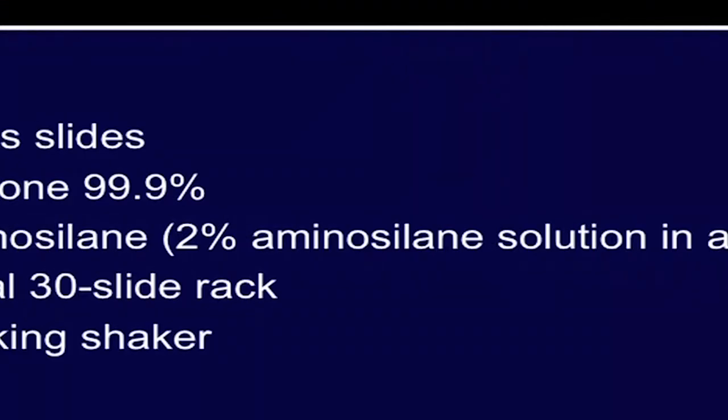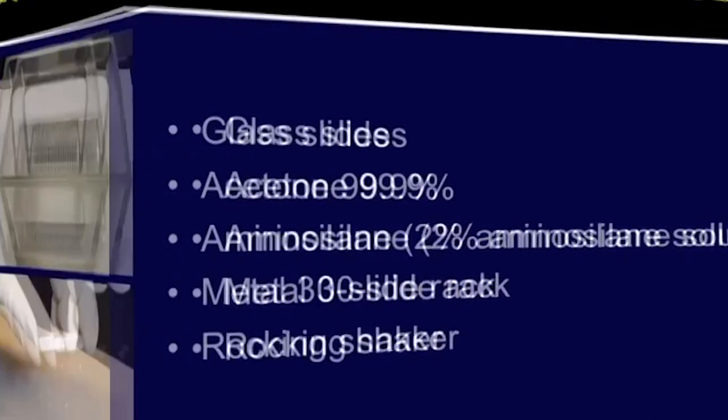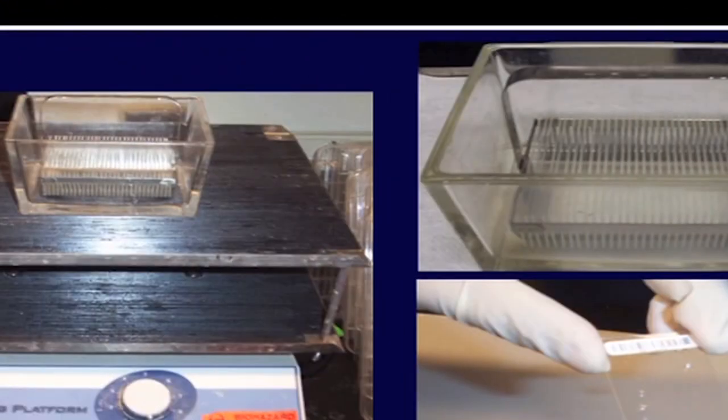For performing amino silane coating, one needs to have glass slides, acetone, amino silane. Using a 2% amino silane solution in acetone works best. Then you need a metal slide rack and you need a rocking shaker. In this slide, various steps involved in performing amino silane coating are mentioned.